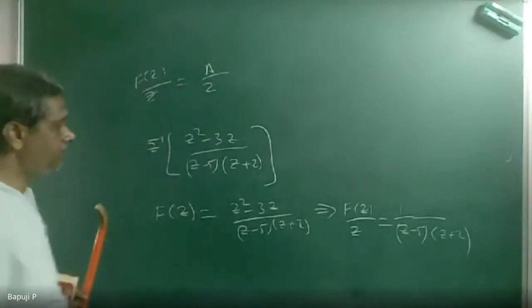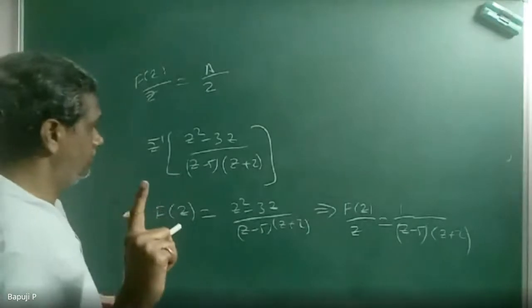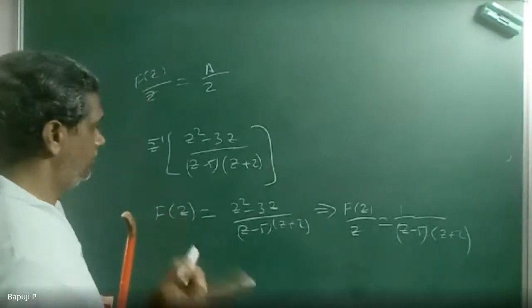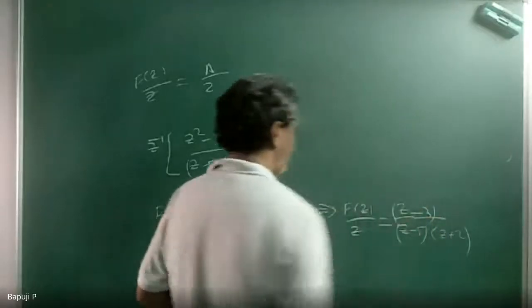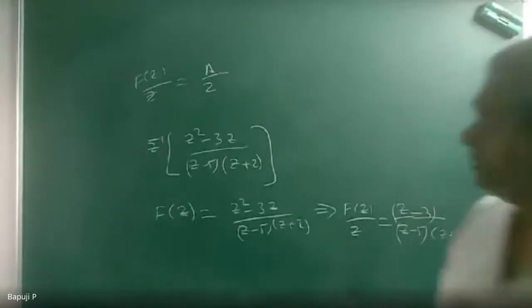I think I'm doing something wrong. All are sleeping. Some mistake I've done. Nobody is telling. Bad. So z minus 3 in the numerator. I'm testing if you are sleeping or not. See, let me say it correctly.